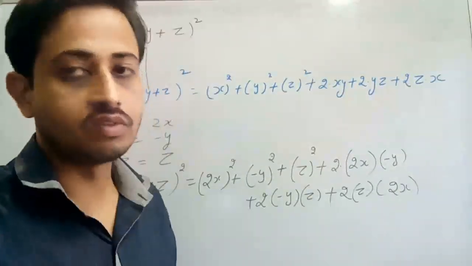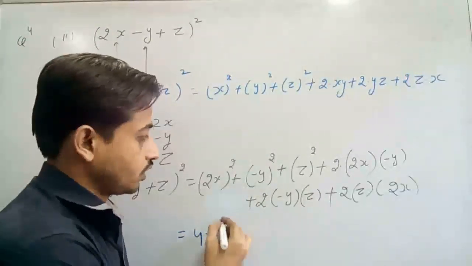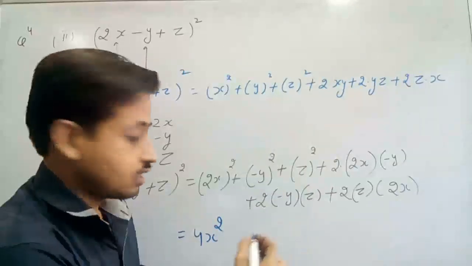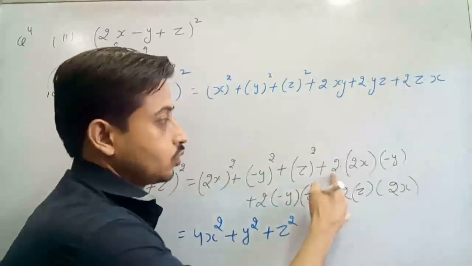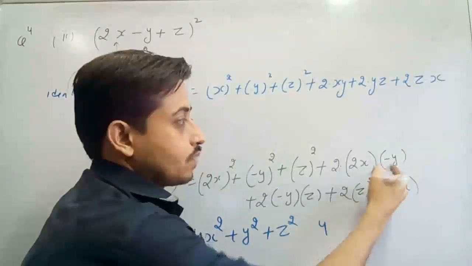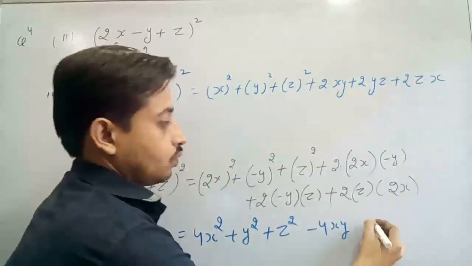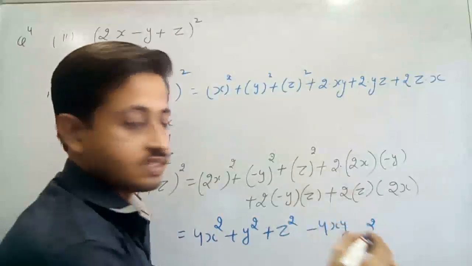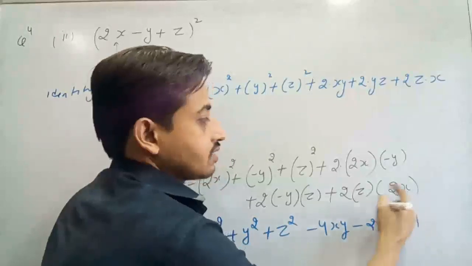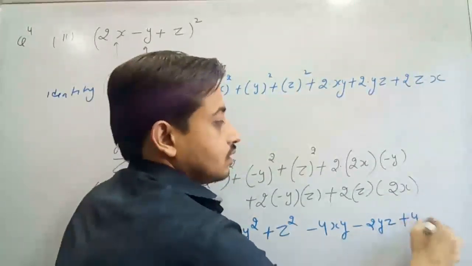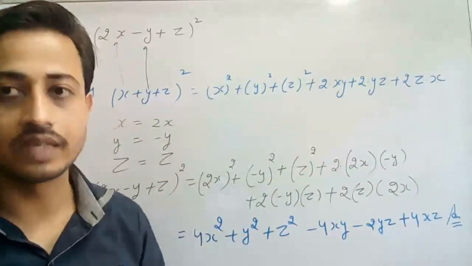Now the step is we have to solve this. 2 into 2 we get 4, x into x, x square. Minus y into minus y we get plus y square. Z square. 2 into 2 is 4, x into minus y, minus xy, so we get minus 4xy. 2 minus y into z, minus yz, so we get minus yz. 2 into 2 is 4, x into z, xz. So this is the final answer. Please make a note.